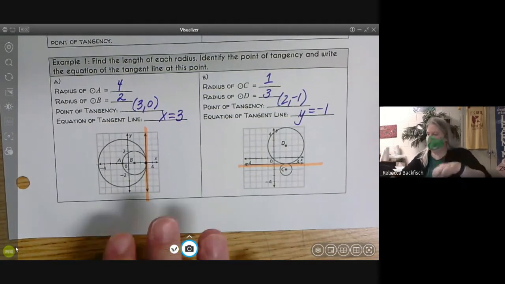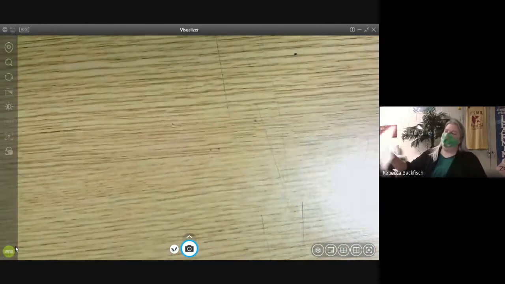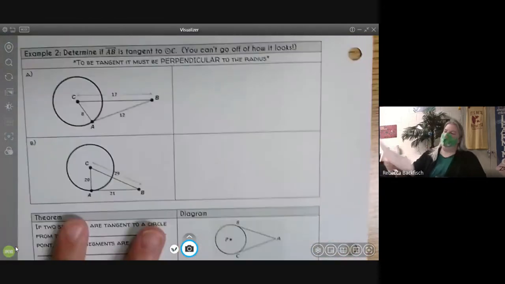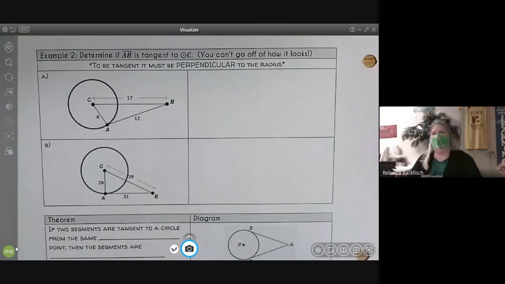Okay, so let's go ahead and talk about this, which is what I sort of was alluding to yesterday. One of the main ways we use this is to determine whether or not we have a tangent, because you can't tell just by looking. You can't just say, oh yeah, it looks like a tangent, so it is.